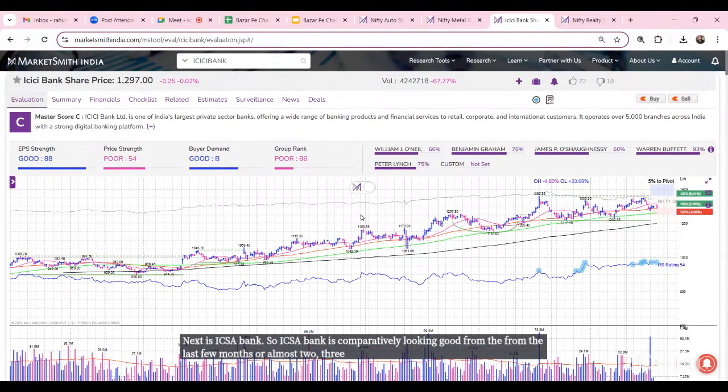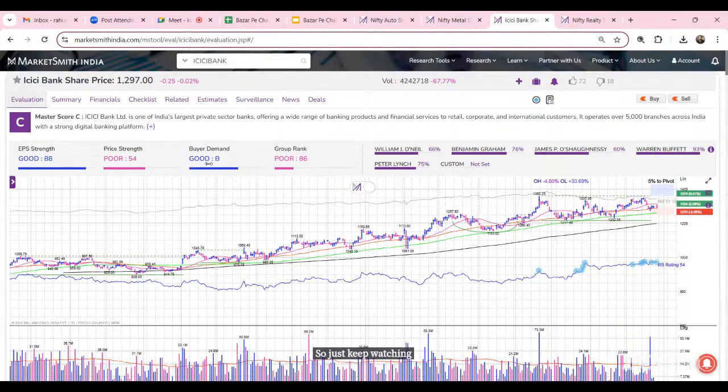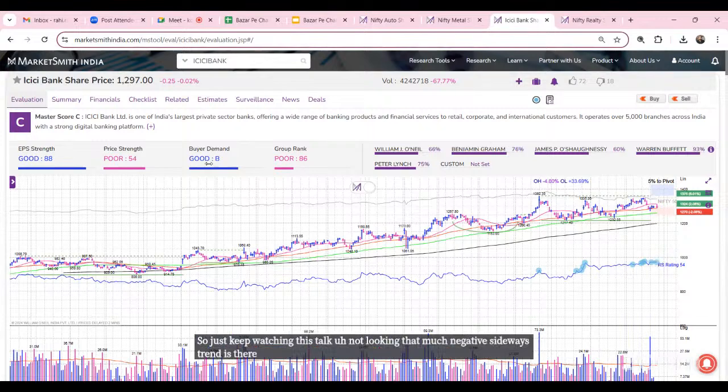I can say it is trending sideways, but still the trend is positive. If some bounce back happens in Bank Nifty, or in this particular space, maybe ICICI will be the outperformer. So just keep watching this stock. Not looking that negative. Sideways trend is there, yes, but overall trend and sentiment, at least from a mid to long term perspective, is positive.